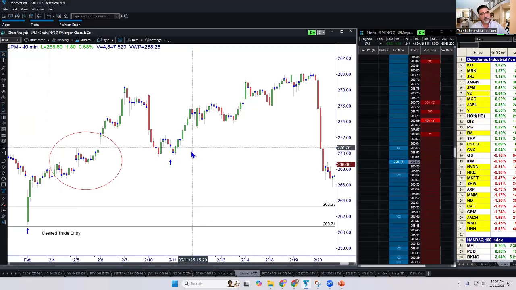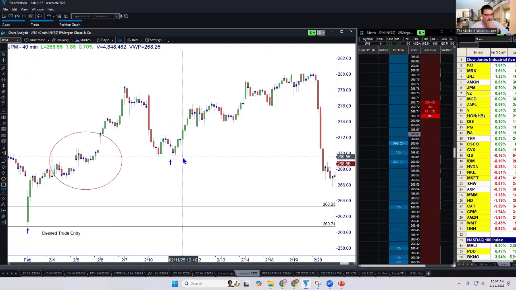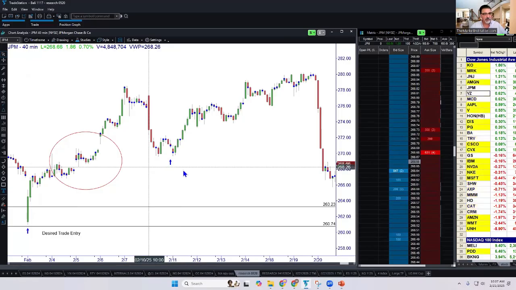Now, the thing about using the left-hand side of the chart is you already know the trade works, so you've got the pressure off. Okay. The pressure is off. I'm not looking for a trade. I'm looking to verify information.